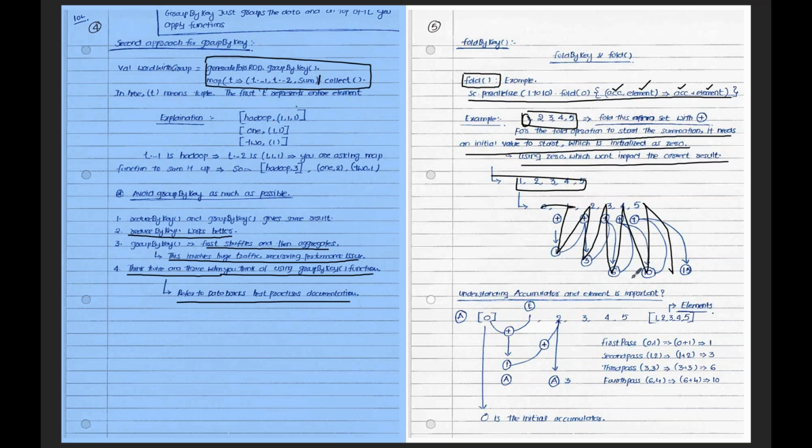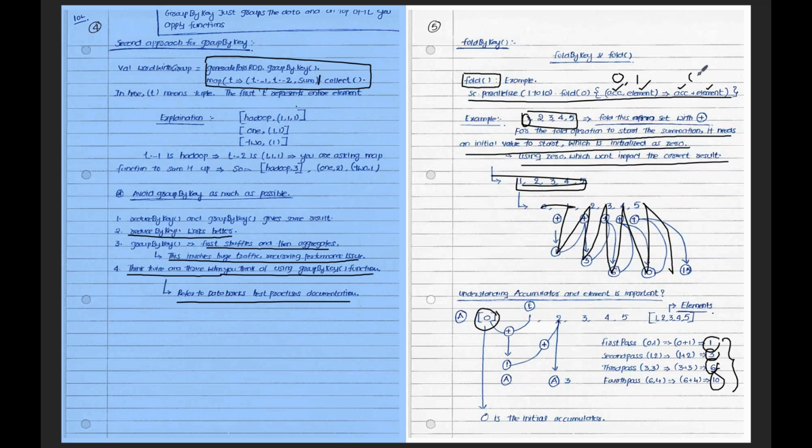Now, understanding accumulator and element is important. These 1, 2, 3, 4, 5 are elements. Your 0 is the initial accumulator. So, the first pass will be 0 plus 1 is 1. Second pass is 1 plus 2, 3. 3 plus 3, 6. 6 plus 4, 10. So you have 1, 3, 6, 10 as the newly formed RDD, which was 1, 2, 3, 4, 5. Now, this accumulator is 0 and the element is 1.